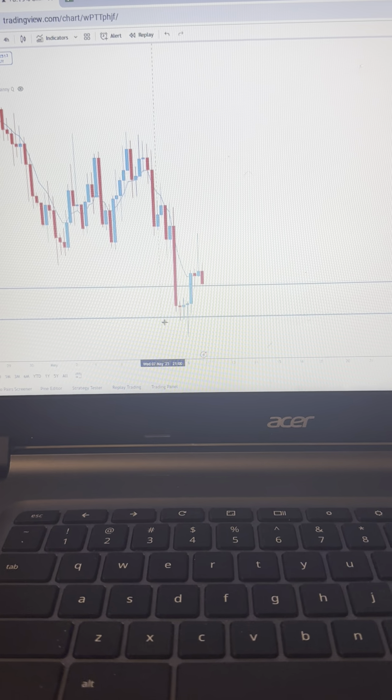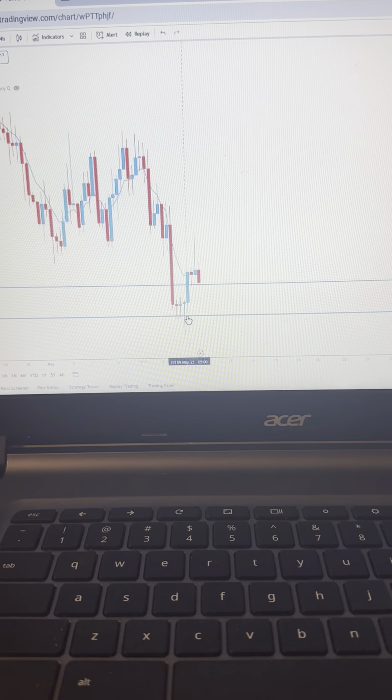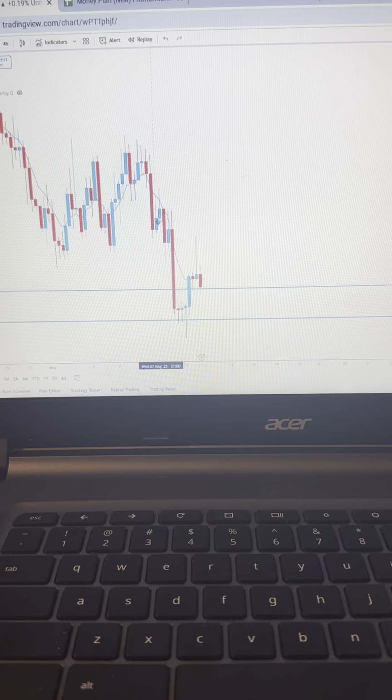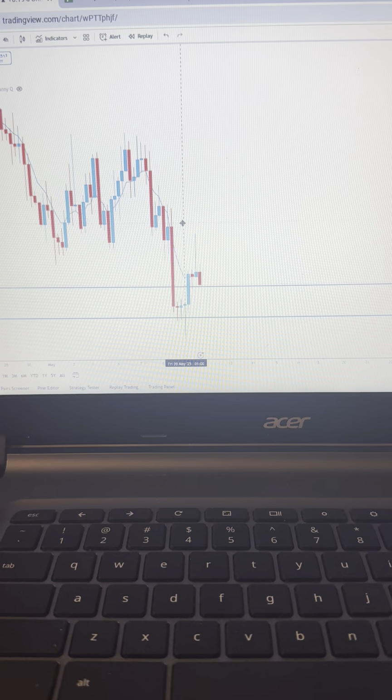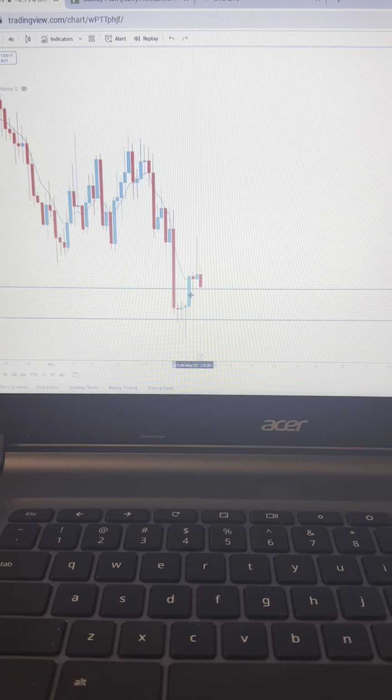You will want to see these types of patterns happening within the zone that you have marked up. These patterns can happen anywhere on the chart, but specifically it means something whenever it happens within the zone that you already have marked up. This is a price shift happening.